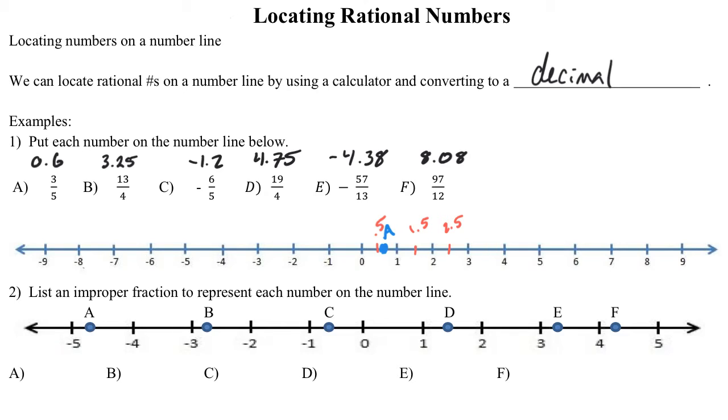So 3.25. So if I think about that, well, it's going to be under the halfway mark and by a good bit. So it's going to be a lot closer to 3 than it is to 4.